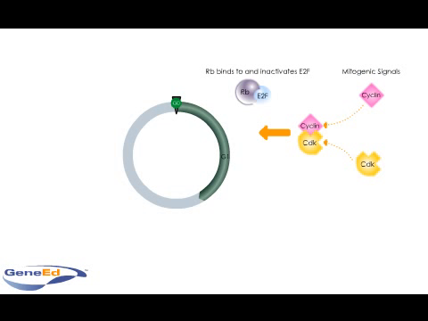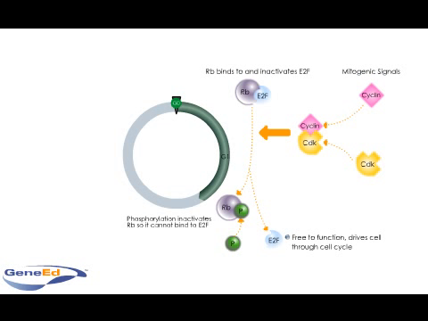pRB is a powerful growth inhibitory molecule which acts as a brake on the cell cycle. pRB acts as a brake by binding to and blocking the activity of another protein, E2F. E2F is required to turn on many genes involved in cell cycle progression. Active cyclin D CDK complexes phosphorylate and inactivate pRB, which leads to the release of E2F. E2F is then free to function and to drive cells through the cell cycle.